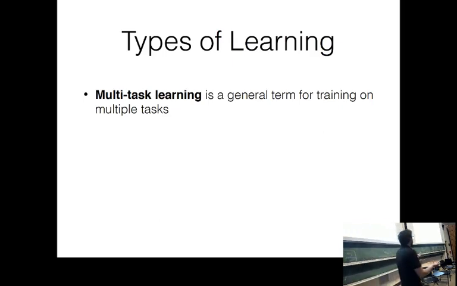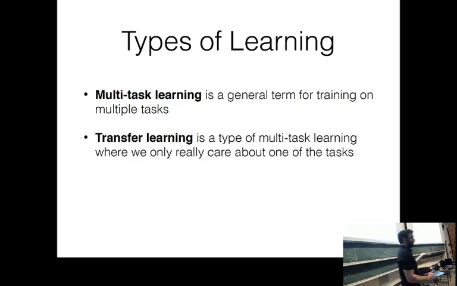When it comes to the different types of learning, multitask is just a very general term, and we'll talk about how other things that are labeled differently are practically just an instance of multitask learning. So transfer learning is just one type of multitask learning, but the only difference is that we only care about one of the tasks out of all the set of tasks that we have trained on.